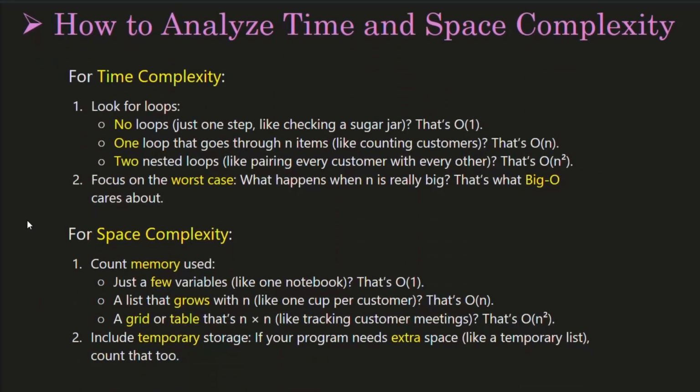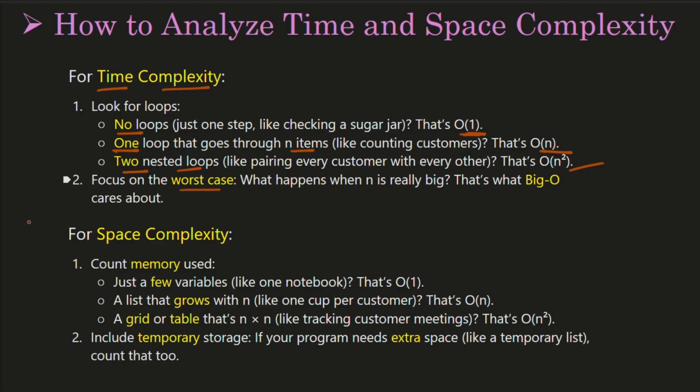How to analyze time and space complexity. Here's a simple way to figure out complexity for beginners. For time complexity, look for loops. No loops, just 1 step, like checking a sugar jar. That's O of 1. 1 loop that goes through n items, like counting customers. That's O of n. 2 nested loops, like pairing every customer with every other. That's O of n squared.